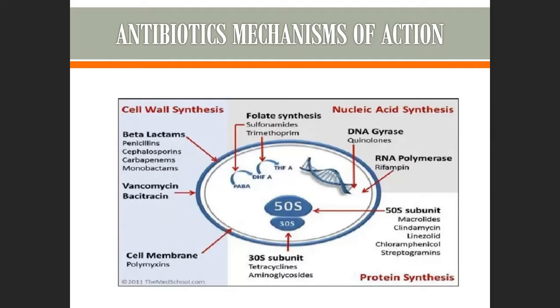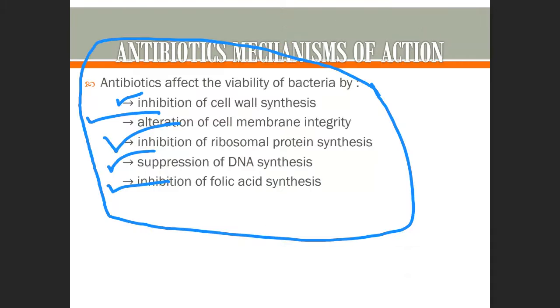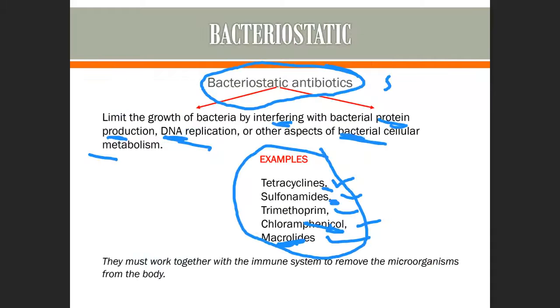The drugs which inhibit cell wall synthesis are the beta-lactam drugs and vancomycin, like penicillin, cephalosporin, etc. Folic acid synthesis inhibition is called folate synthesis inhibition, by sulfonamides and trimethoprim. Nucleic acid synthesis: DNA gyrase or RNA polymerase. This is acting on DNA translocation. So here we have seen the drugs affecting DNA replication.